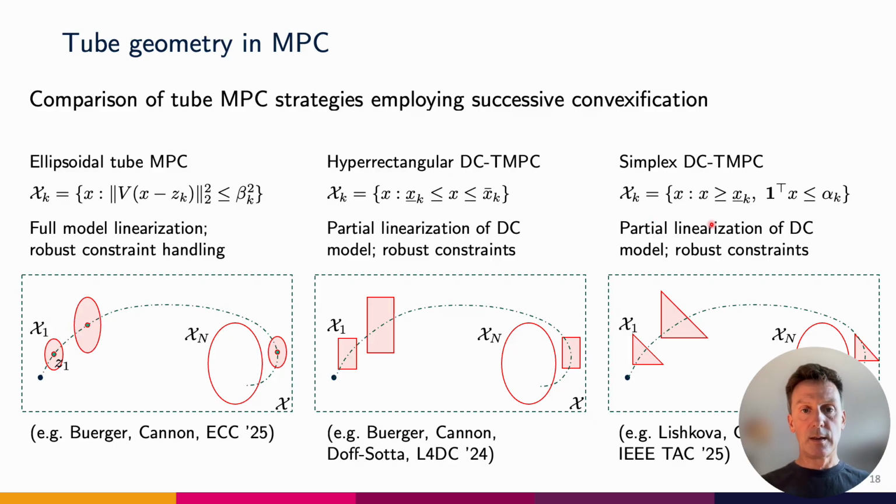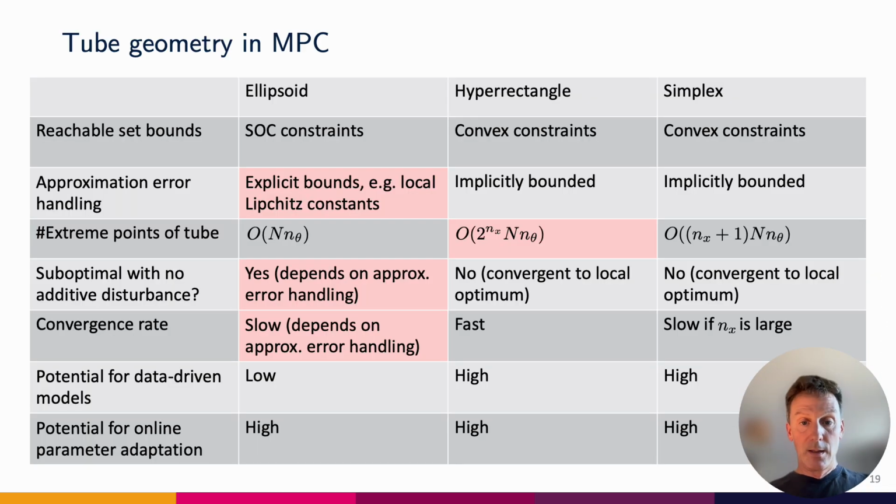So here the tube cross-section is defined by these constraints in terms of parameters which limit the lower bounds on the elements of the state vector, and this parameter alpha, which bounds this linear combination of states. And again, I'm going to consider partial linearization using a difference of convex function model of the system dynamics. This slide summarizes the key properties of these three MPC strategies.